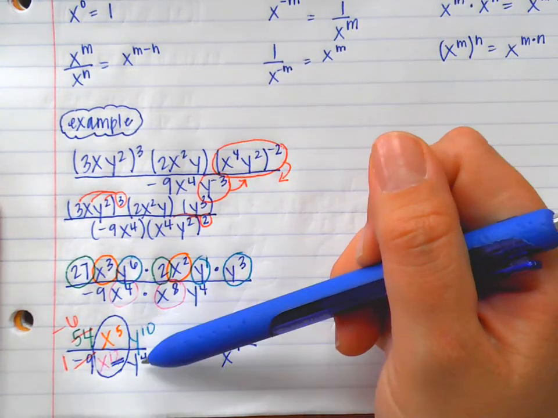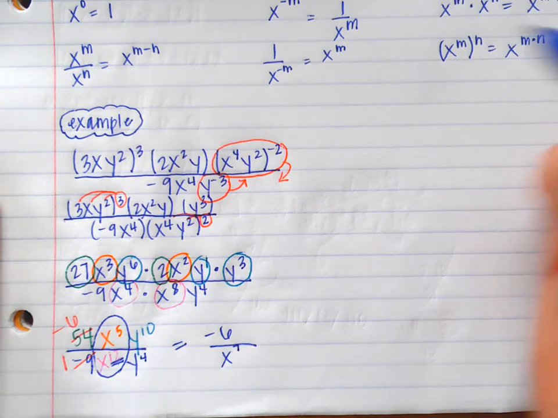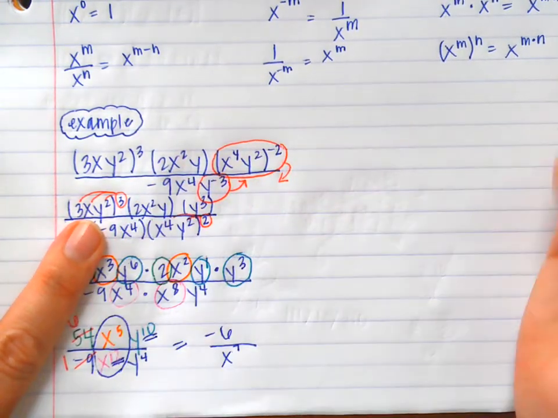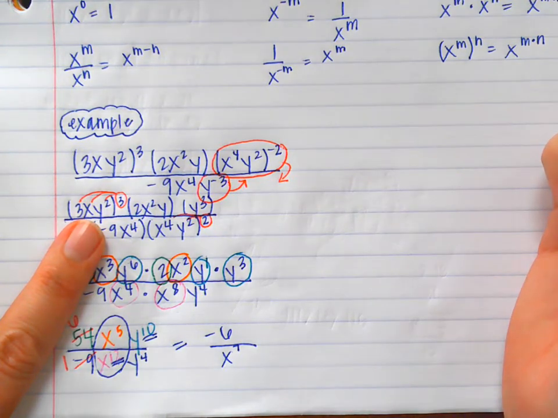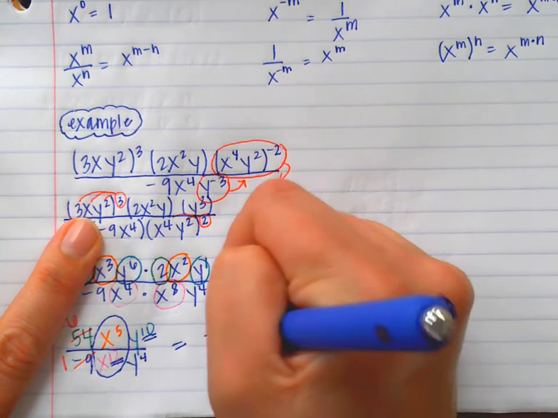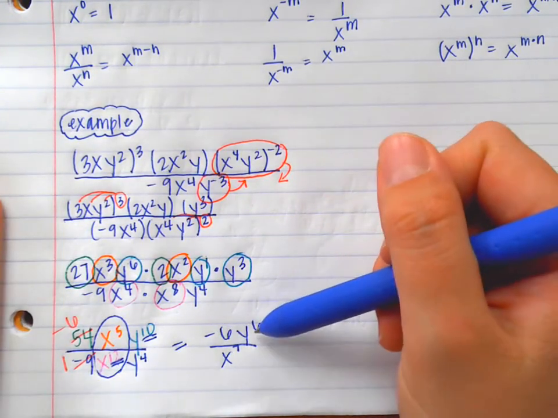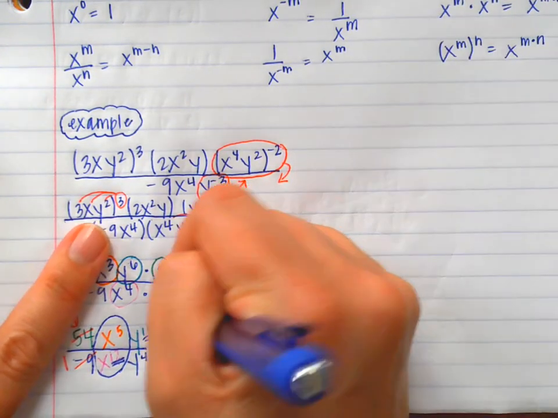Okay, y to the 10th over y to the 4th. Again, I like to see which one is bigger. The one that's bigger is the 10. So that means the y is going to stay in the numerator. 10 minus 4 is 6. So my final answer is -6 y to the 6th over x to the 7th.